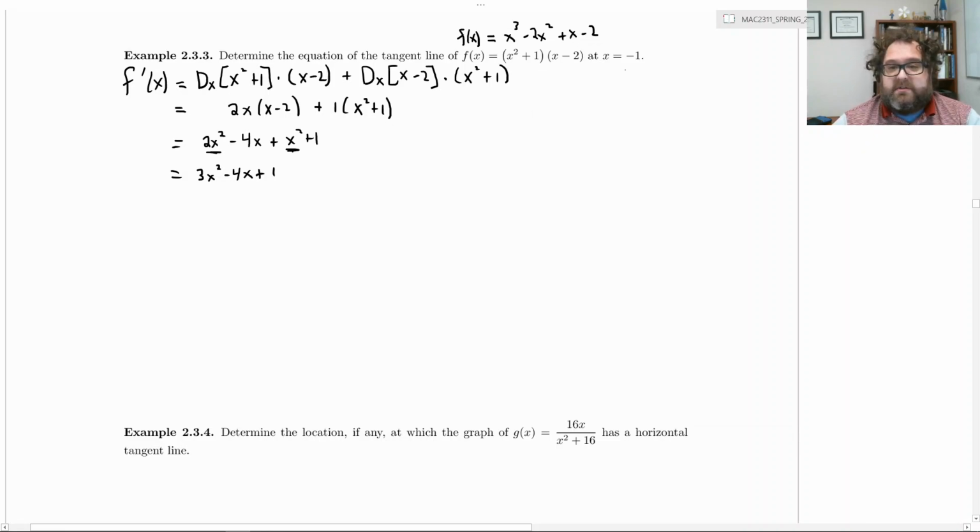So if you want to verify that our answer is correct, well, let's differentiate using this other version of f. Okay, so now we don't have to use the product rule. We can use the power rule and say, that's okay. The derivative of x cubed is 3x squared.